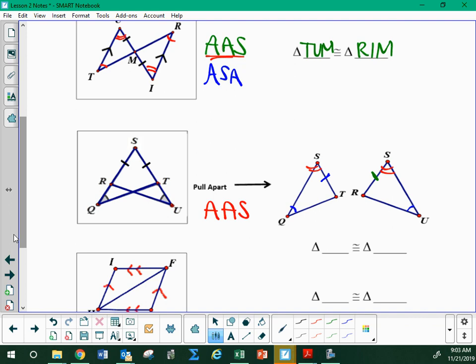Oh wait, we've got to write out our congruency statement. We can go STQ. So that would be what? SRU. Good. Okay, questions with that?